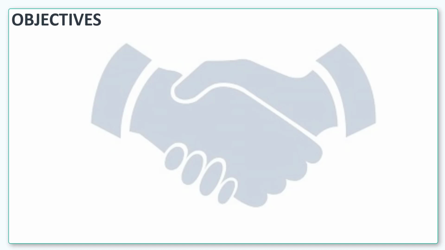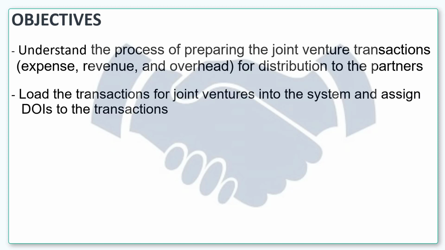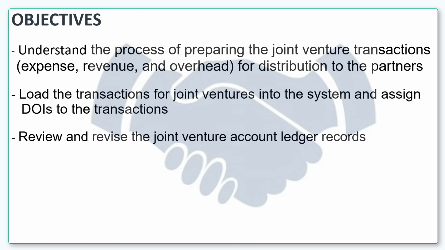The objectives of this tutorial are to understand the process of preparing the joint venture transactions for distribution to the partners, load the transactions for joint ventures into the system and assign DOIs to the transactions, and review and revise the joint venture account ledger records.